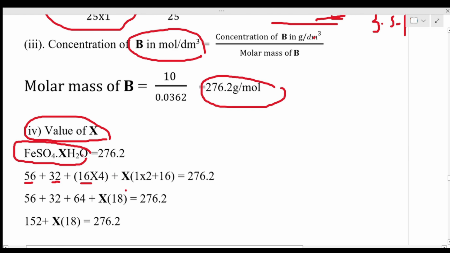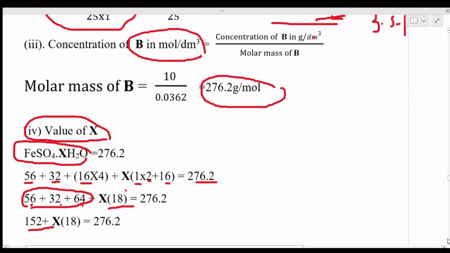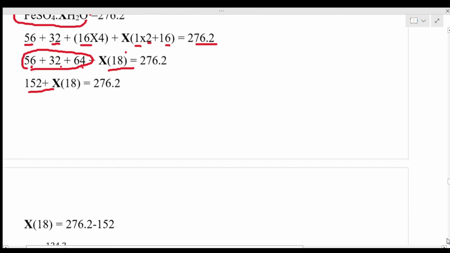Plus. Then the value of hydrogen is 1, and there are 2 hydrogen making 2, then the value of oxygen is 16. Everything equals this. So 56 plus this plus 32 plus 64, that's 16 times 4, 64. All right, 1 times 2 plus 16 making what? 18. So all this gives me what? 152. All right, now with 152, from there I will quickly rearrange my values.